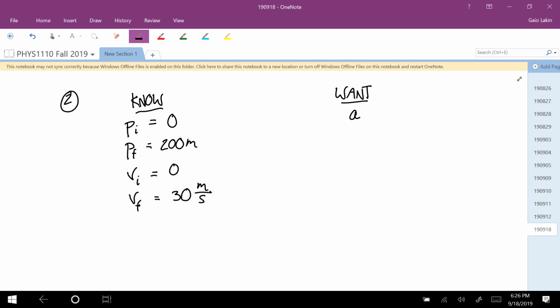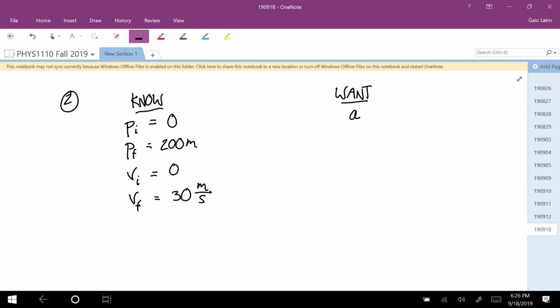But one says, V final, we have that, so far so good, is equal to V initial, we have that, plus A, so that's good, times T final. And that's the problem. We don't know T final, and we already are looking for A, so that one won't work to solve for A. Second equation says P final is equal to P initial plus V initial times time final, and there's the time final again, so that one's not going to work.